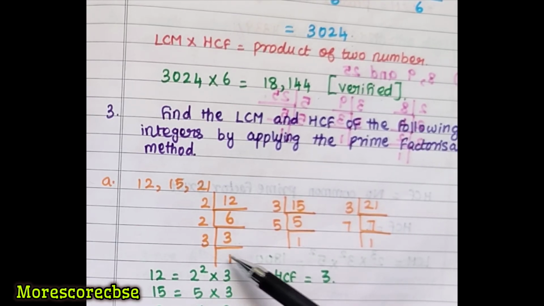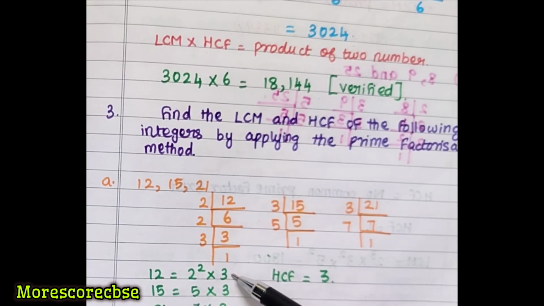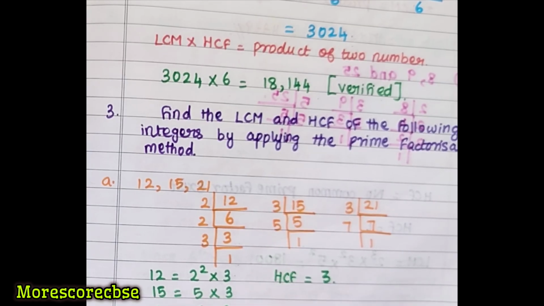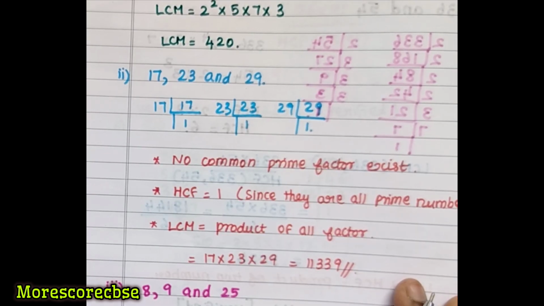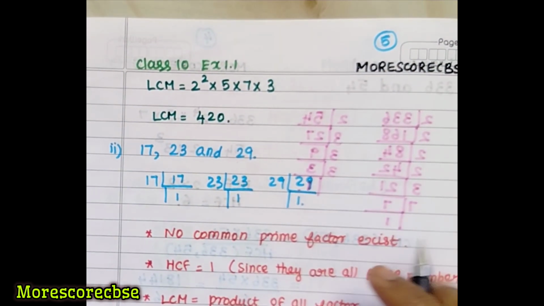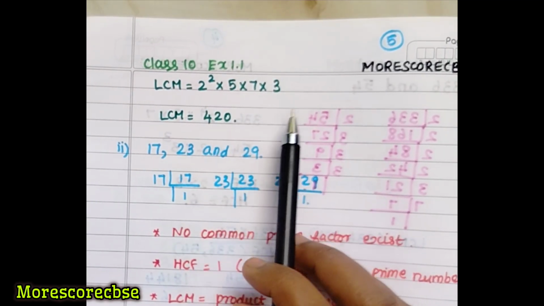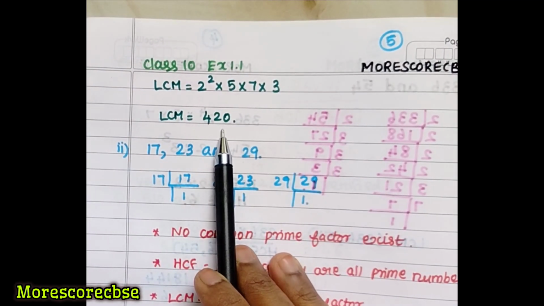So when we write the factors, for 12 it is 2 squared into 3, for 15 it is 3 into 5, and for 21 it is 3 into 7. So here the common term is 3, so the HCF will be 3. In order to find the LCM, we need to multiply all the factors. So LCM will be 420.